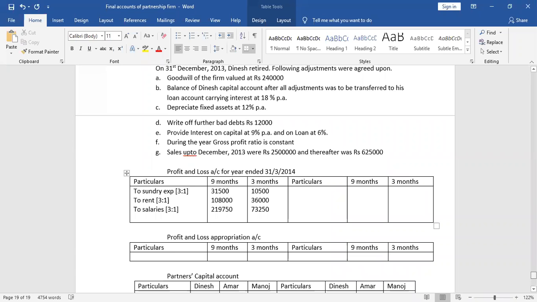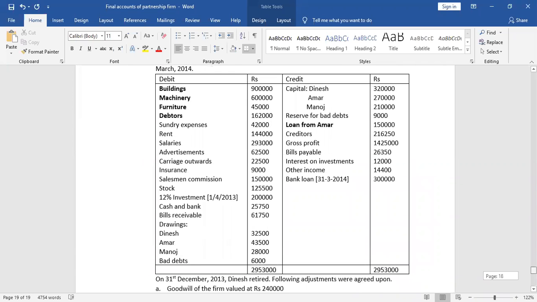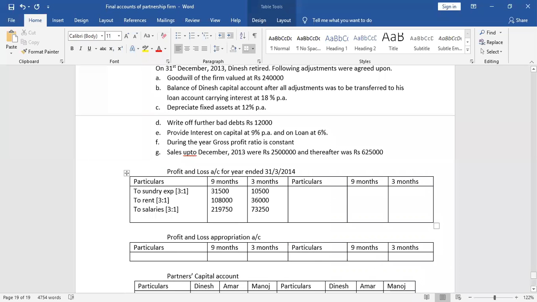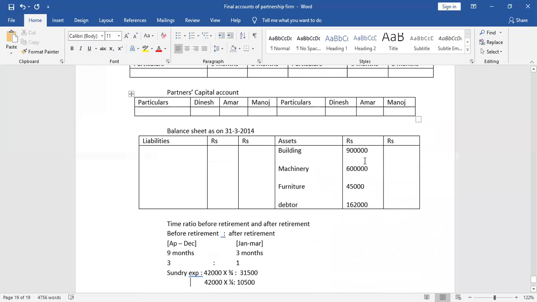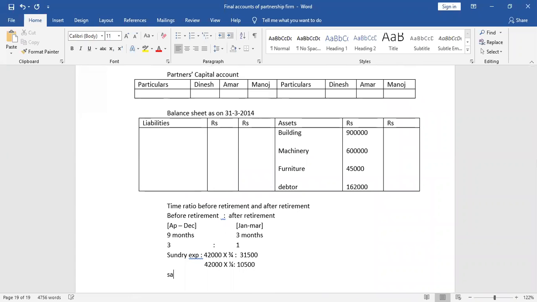After salaries, what is there? What expense is there after salary? Advertisement, but advertisement is related to sales. Advertisement is related to sales and they have given the bifurcation of sale up to December and after that. So we have to find out the sales ratio. So here sales before and after retirement.